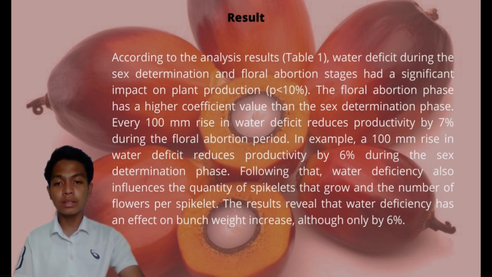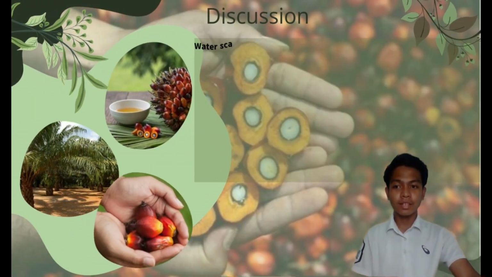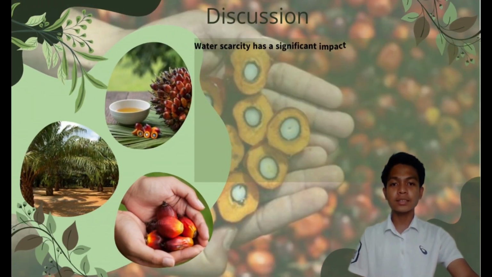Following that, water deficiency also influences the quantity of spikelets that grow and the number of flowers per spikelet. The result revealed that water deficiency has an effect on bunch weight increase, although only by 6%. After that, discussion. Water scarcity has a significant impact on the quantity of oil palm bunches per plant.